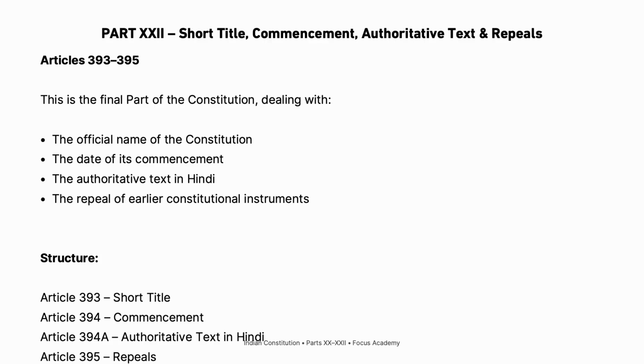This is the final part of the Constitution, which deals with the official name of the Constitution, the short title. It says that the Indian Constitution will have a title, the Indian Constitution. That's it, a very short title. Commencement of the Indian Constitution, 26 January 1950. Then the authoritative text in Hindi, and the repeal of earlier constitutional instruments. Now, these are the articles 393, 394, 394A and 395.